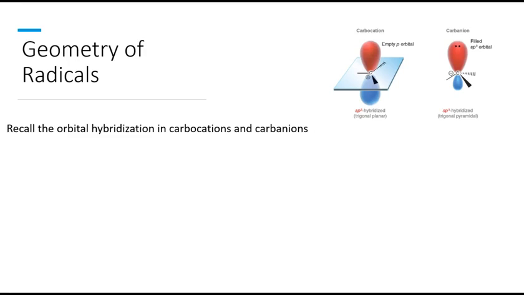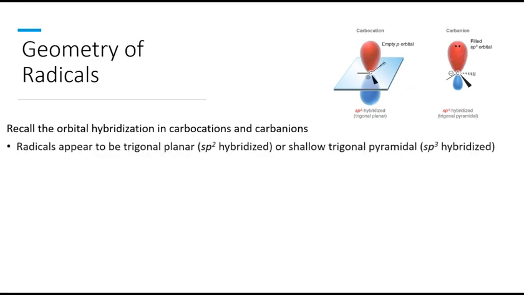Geometry of radicals. Recall the orbital hybridization in carbocations and carbanions. In carbocations, we have an empty p orbital and the carbon is sp2 hybridized. In carbanions, the carbon is sp3 hybridized with a lone pair of electrons in an sp3 orbital.